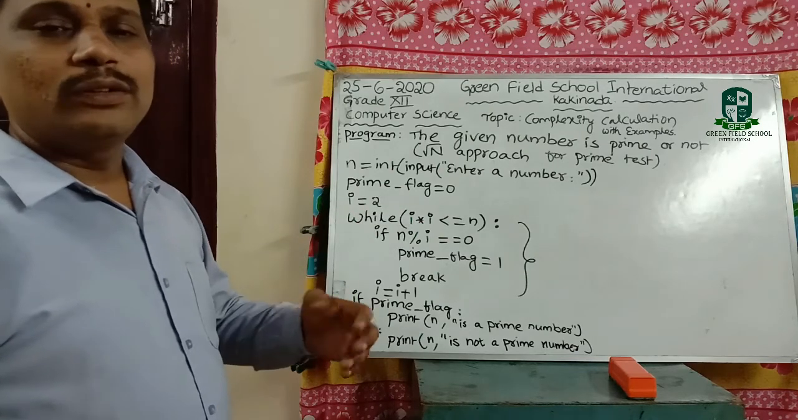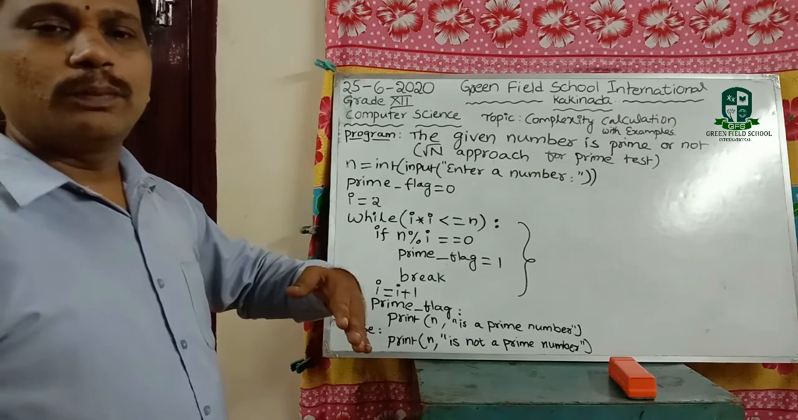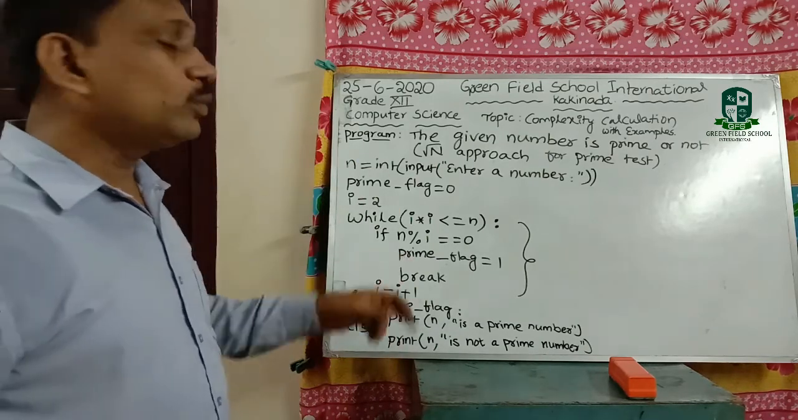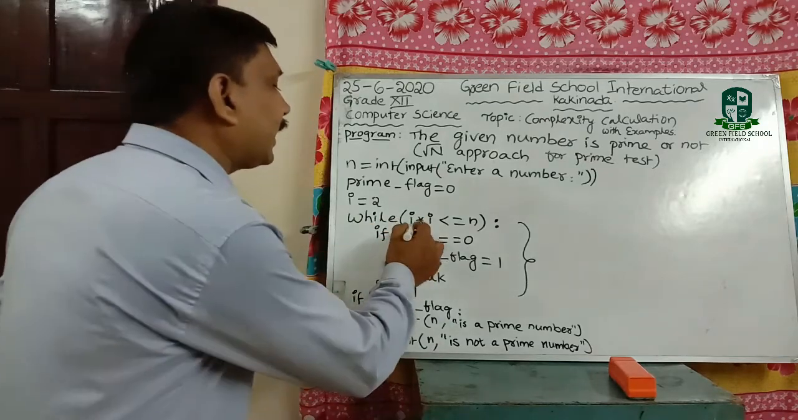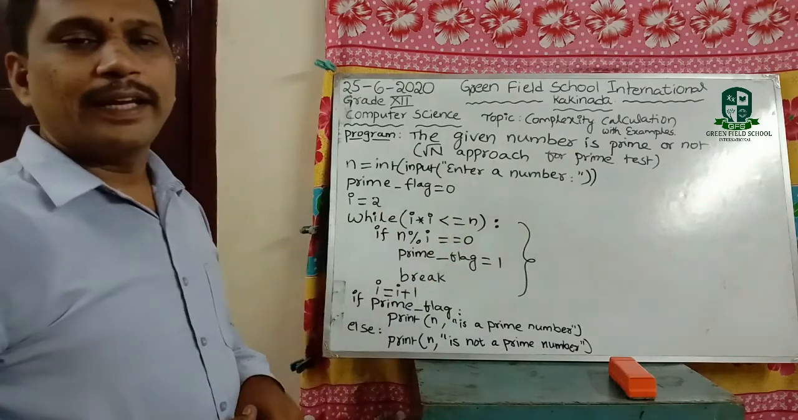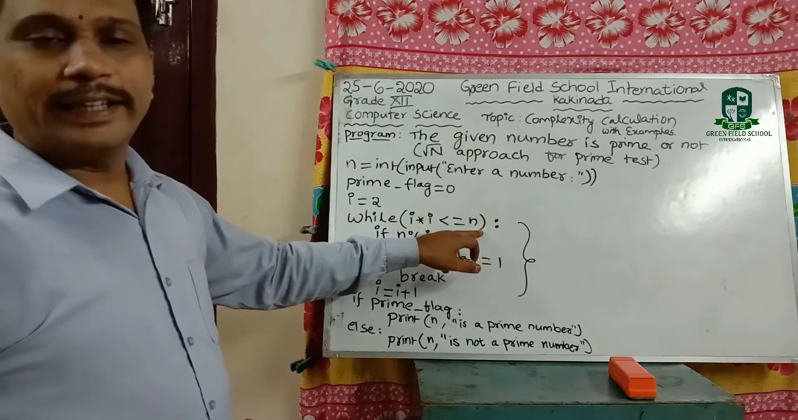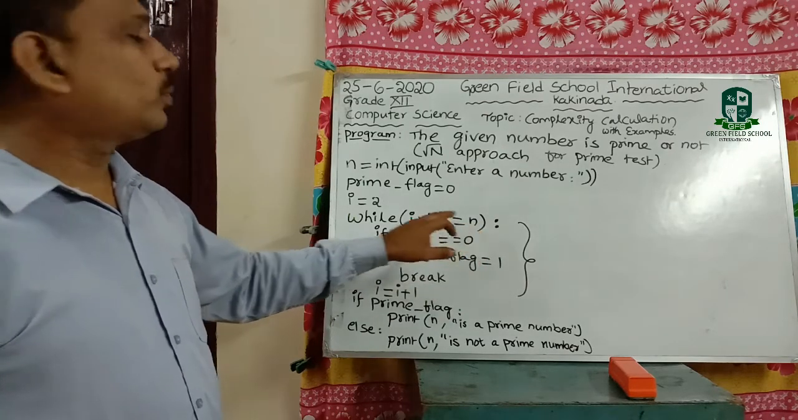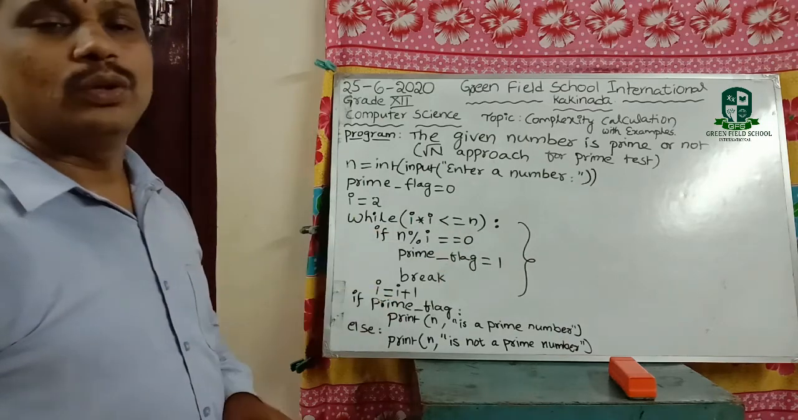The difference between the last technique and this technique is that last class the for loop repeated from 2 to n times, but here it is root n times. We are calculating i square, and the condition is i square less than or equal to n. So i goes up to root n, so this loop repeats root n times.